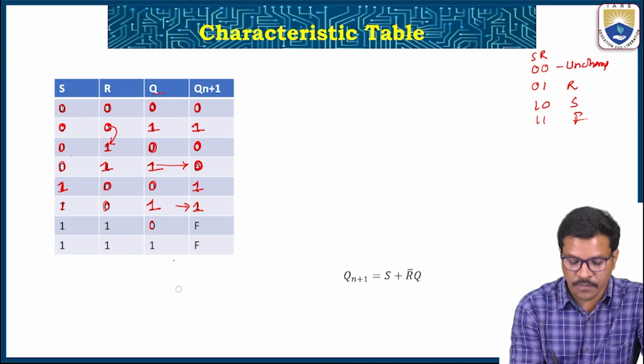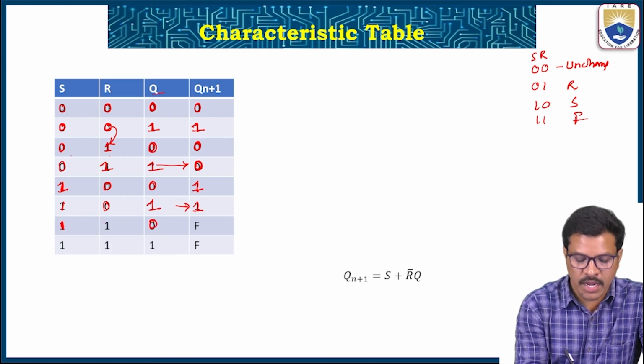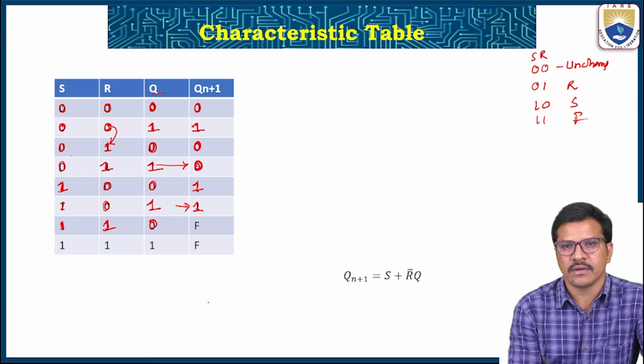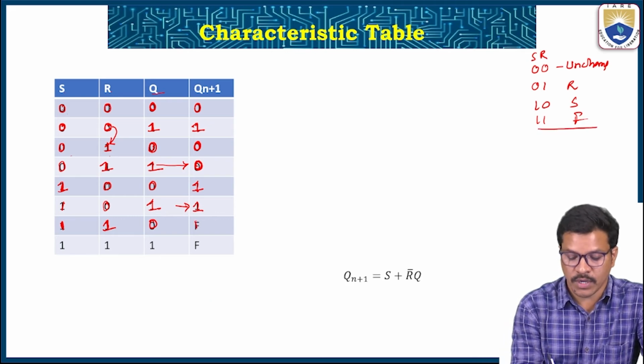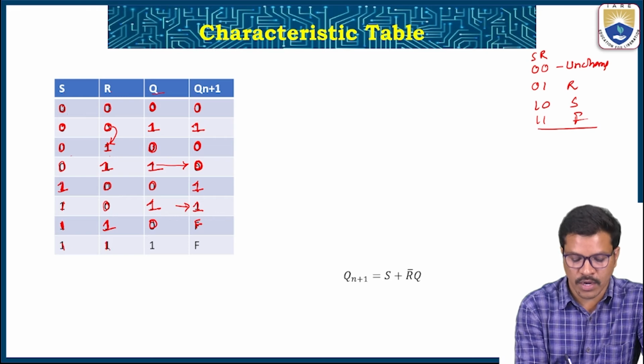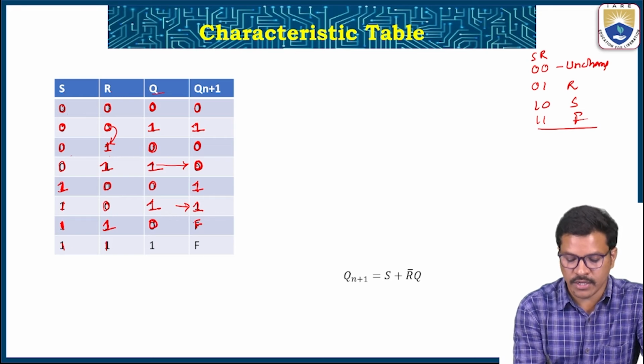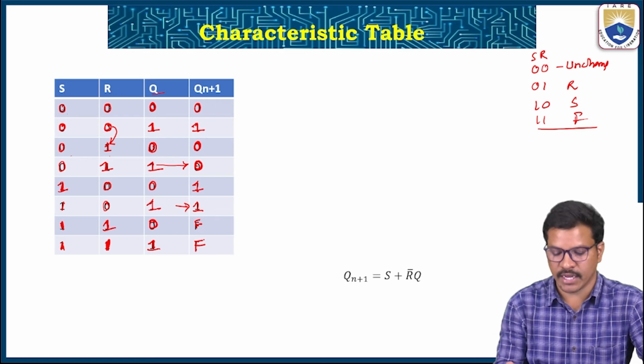Present state is 0, my inputs are S and R, 1 1. According to 1 1 it is a forbidden case, so you will get the forbidden output 1 1, whatever the output: 0, all zeros, 1, all ones, 2 ones. So for the 1 1 case, whatever the present state, you will get a forbidden case in the characteristic table.